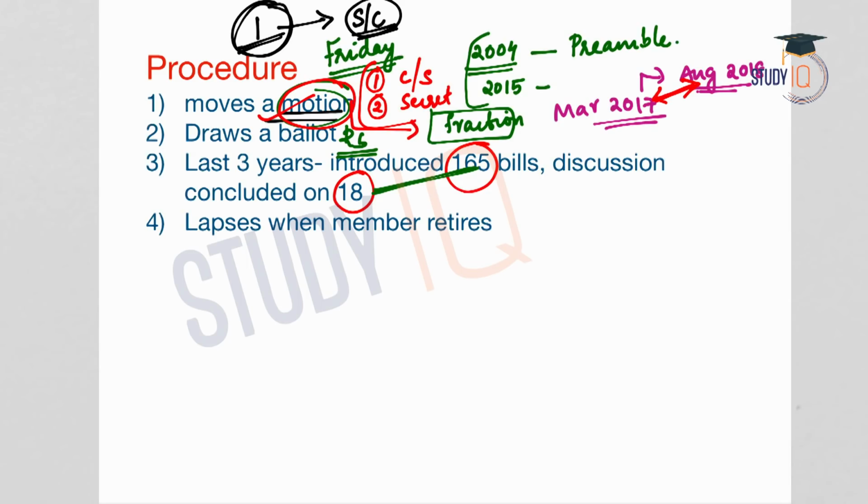And also, a private members' bill that is introduced but not discussed in the Rajya Sabha will lapse when the member retires. So, in Rajya Sabha, 1/3 of its members retire every 2 years. So, if a member retires and if that private member has introduced a bill but that bill was not put into discussion, the bill will lapse with the retirement of the MP.